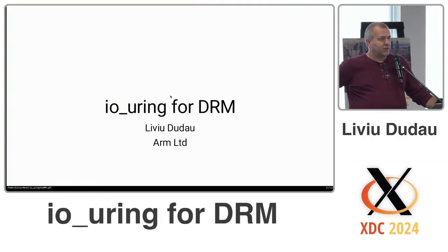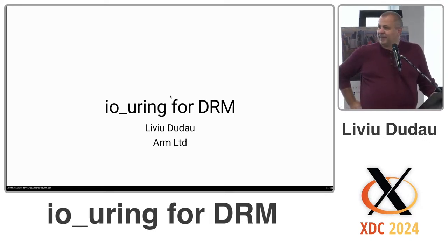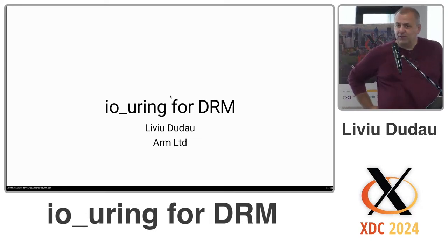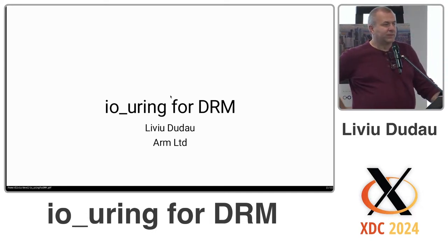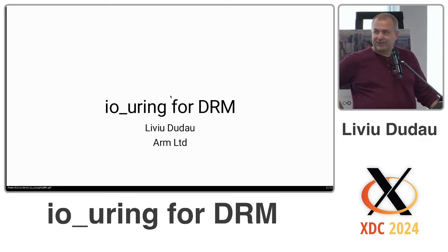There's a small change in the schedule. I swapped places with the presenter that was supposed to have this slot. So I'm going to talk about io_uring for DRM. My hope is that I'm going to be very controversial because I only have like 11 slides. So hopefully there's going to be a lot of discussion.